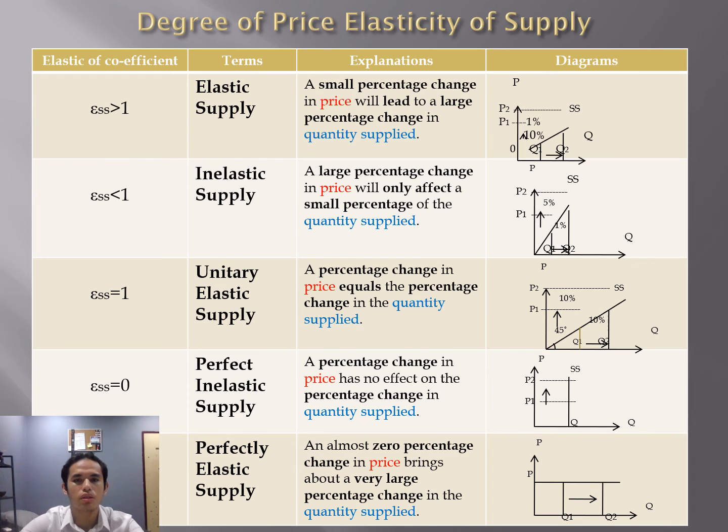Degree of price elasticity of supply. Elastic supply is when a small change in price leads to a large change in quantity supplied. Inelastic supply is when a large change in price only affects a small change in the quantity supplied. Unitary elastic supply is when the percentage change in price equals the percentage change in quantity supplied. Perfectly inelastic supply is when a change in price has no effect on the quantity supplied. Perfectly elastic supply is when an almost 0% change in price brings about a very large percentage change in the quantity supplied.